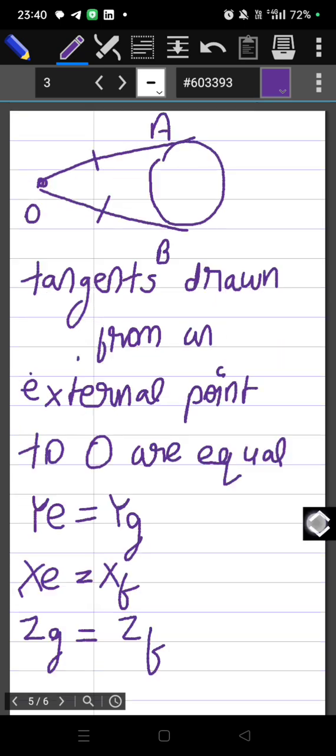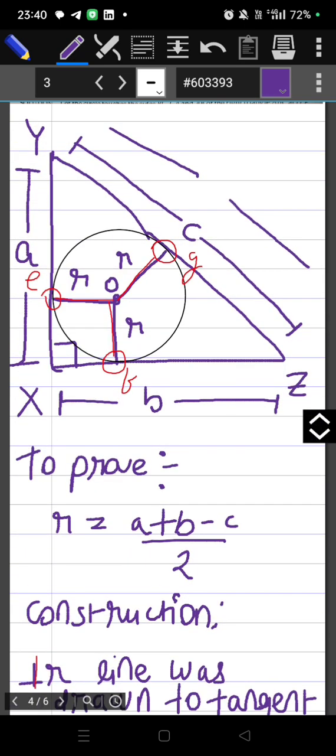Okay, so there is an observation, as we can see here. Construction was done such that OF is perpendicular to XZ, so it is also a right angle, and OE is perpendicular to XY, so this is also a right angle. So definitely it becomes a square, and we observe that XE is parallel to OF, and also it is equal.